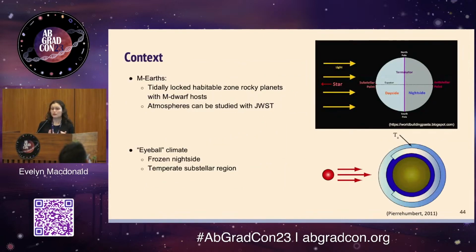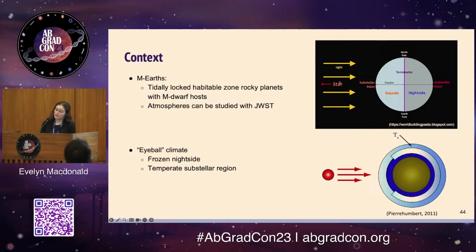So I work on M-Earths, which, for the purposes of this talk, I'm defining as roughly Earth-sized rocky planets in the habitable zone of an M-dwarf star. And because the star is small, the planet is close to the star, so we assume it's tidally locked. This diagram over here just shows what that looks like.